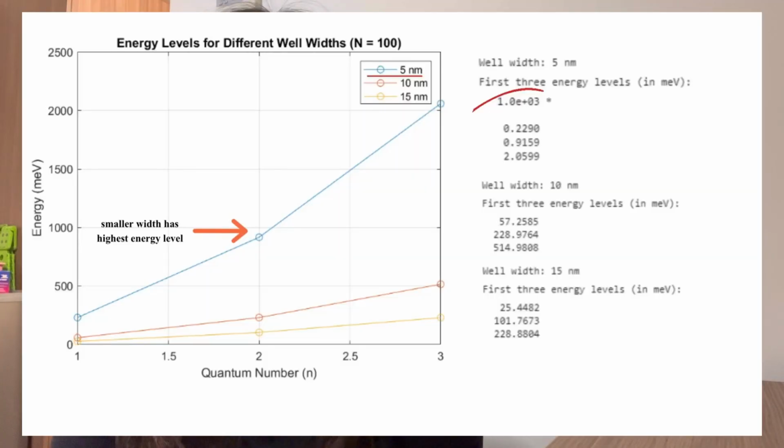The MATLAB code was used in this case in order to plot the results by changing the width of the well. By analyzing this image, we can see that the higher the width of the well, the lower the energy level will be. Therefore, the relationship between the well width and the energy levels is that they are inversely proportional, since when one increases, the other one decreases.